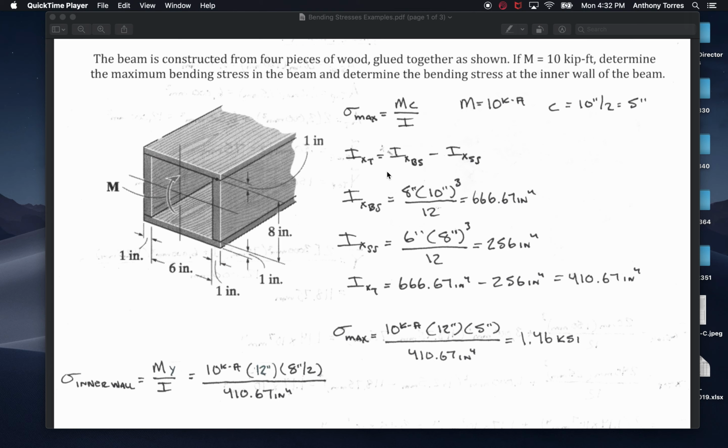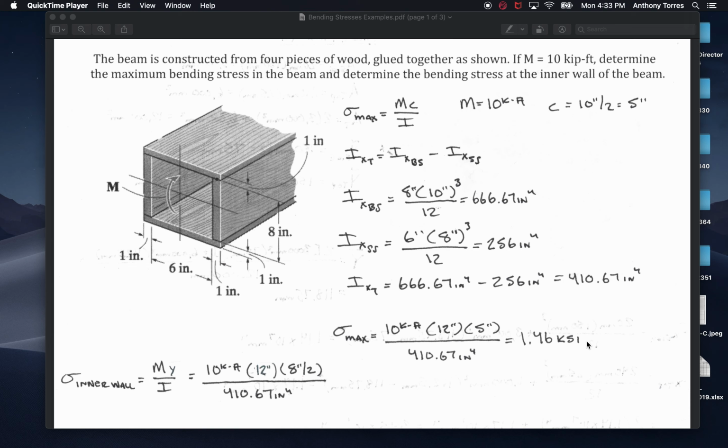Okay, then I can just plug that stuff in. I know the M, I know the c, I know the I. So 10 kip feet. Okay, well that's in feet. Everything else is in inches. So I need to multiply that by 12 inches per foot to get the feet away. Multiply by 5, which is c, divided by 410.67 inches to the fourth. That's equal to 1.46 kips. We have kips over inches squared, which is ksi. That's the maximum. So that's one of the answers.